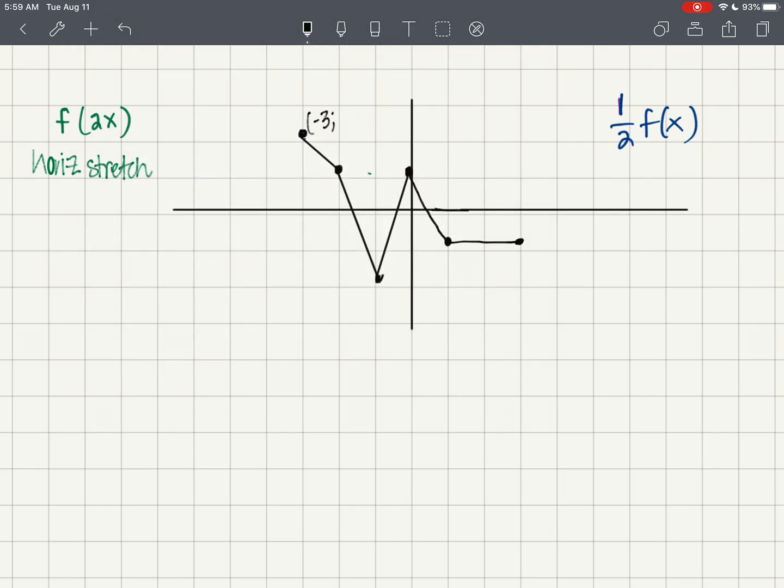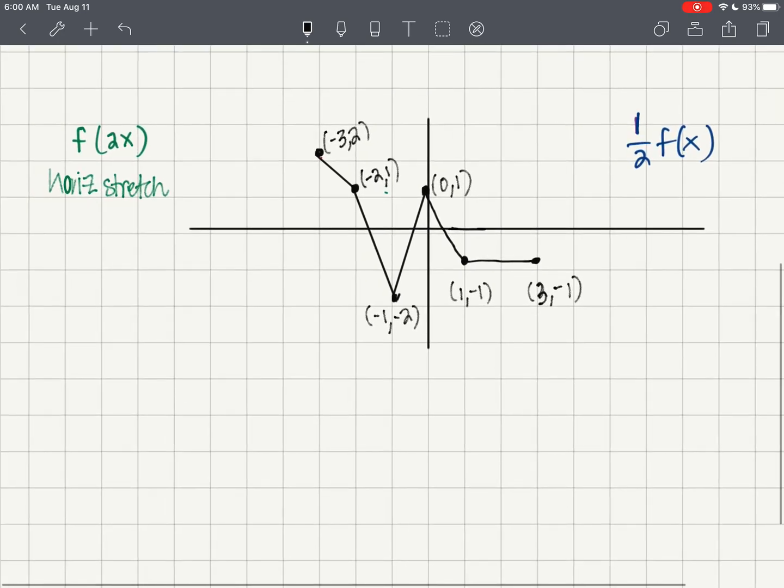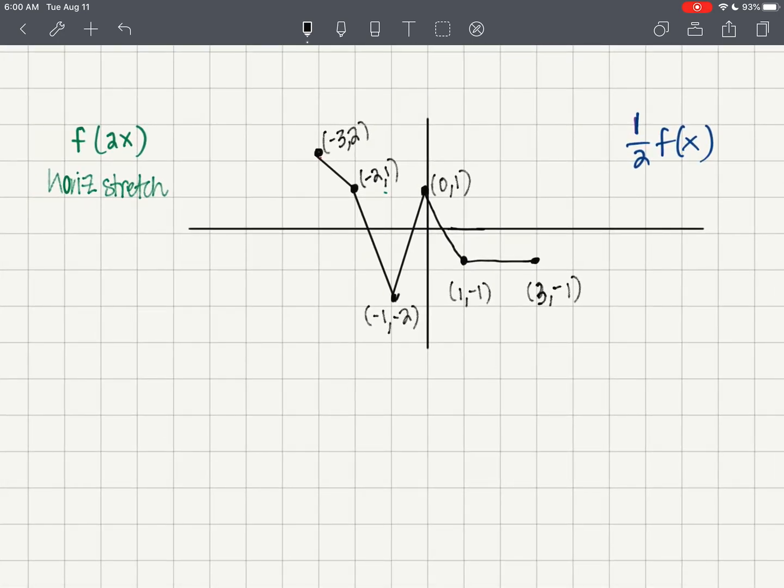So negative 3, 2; negative 2, 1; negative 1, negative 2; 0, 1; 1, negative 1; and then 2, negative 3; negative 1; 3, negative 1. So I'm going to take each one of these x values and multiply it by 2. So instead of negative 3, 2, I'm going to have negative 6, 2. So multiply the x value by 2.